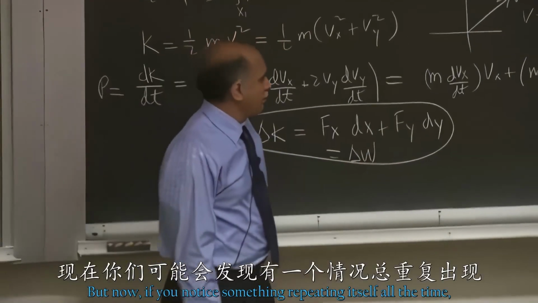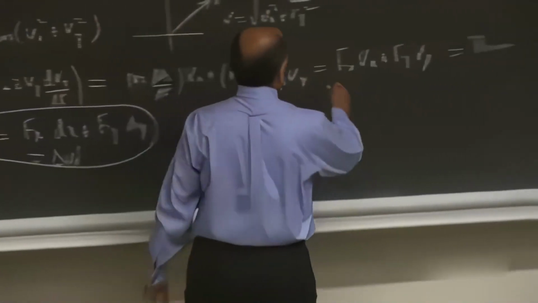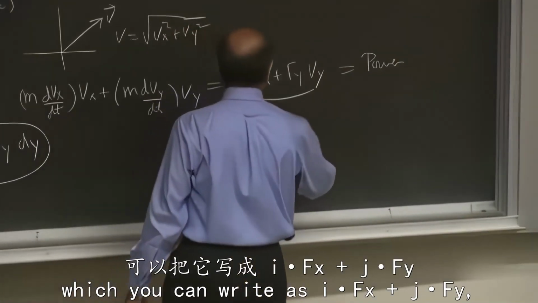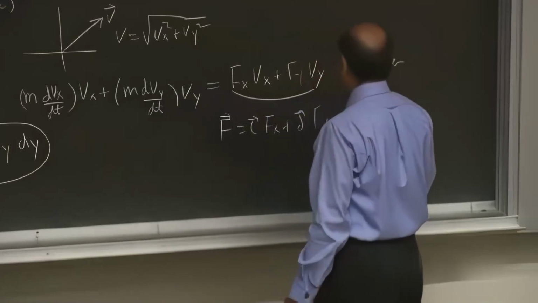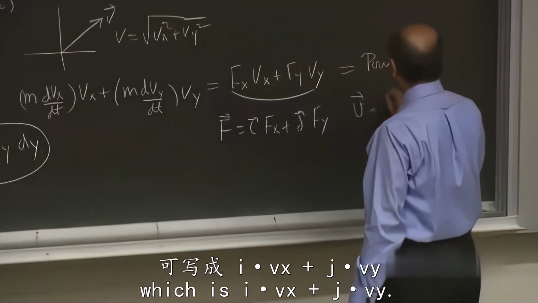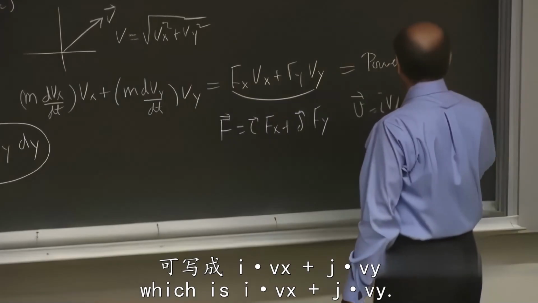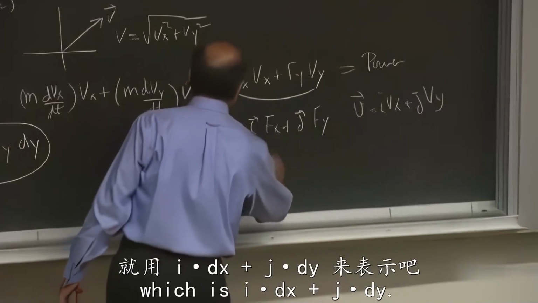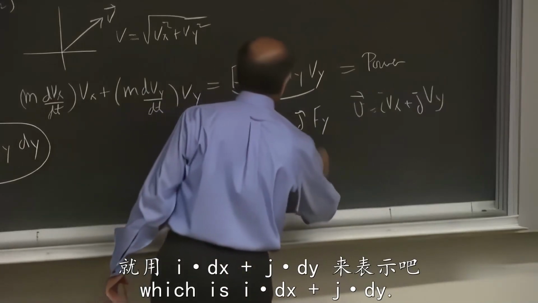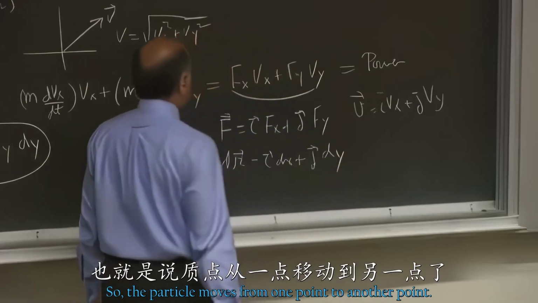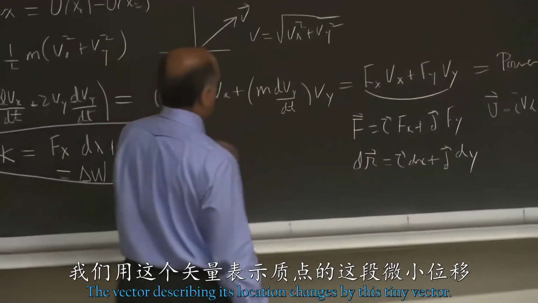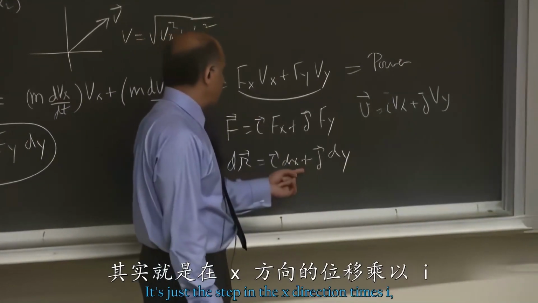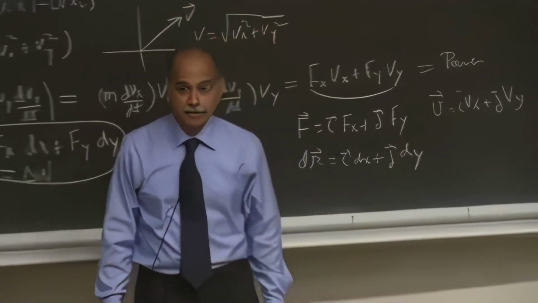But now we notice something repeating itself all the time, which is that I had a vector F, which I can write as i times Fx plus j times Fy. I had a vector velocity, which is i times vx plus j times vy. Then I had a tiny distance moved by the particle, which is i times dx plus j times dy. So the particle moves from one point to another point. The vector describing its location changes by this tiny vector. It is just the step in the x direction times i plus step in the y direction times j.